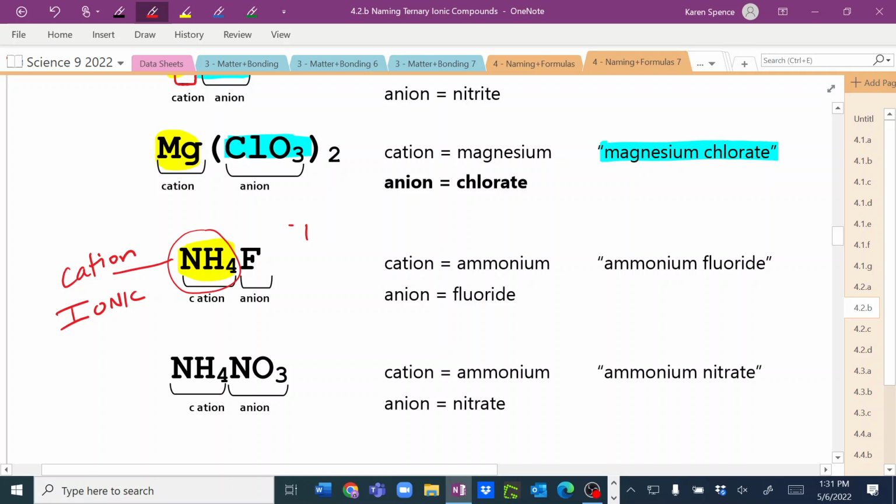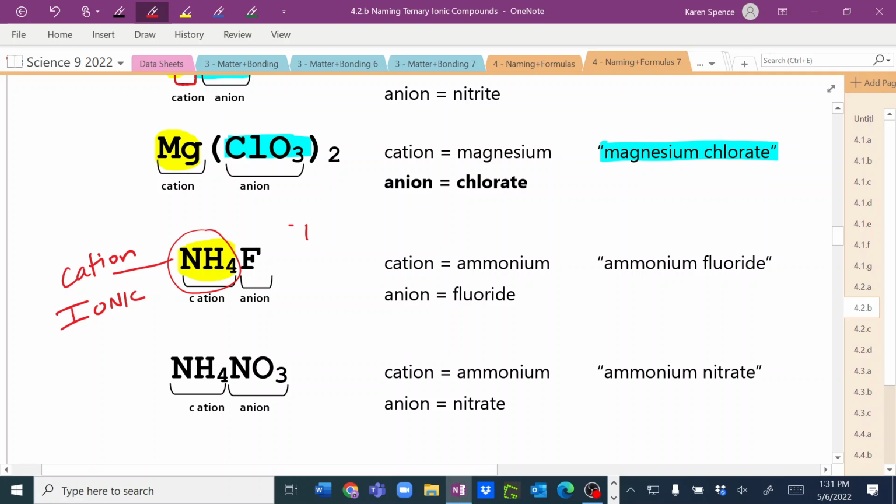And if it's not covalent, you do not use prefixes. What do ionic compounds never use in their names? Prefixes. So even though it's all nonmetals, because ammonium is a cation and the compound is ionic, and ionic compounds never use prefixes. And here again, we have ammonium and we have nitrate.